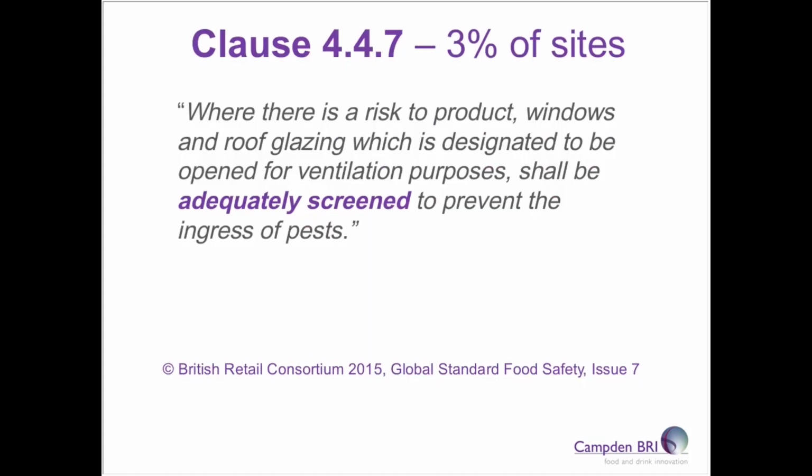The next clause that we're going to look at is 4.47, and around 3% of sites get this as a non-conformity. This talks about where there's a risk to product, windows and roof glazing, which is designed to be open for ventilation purposes, should be adequately screened to prevent the ingress of pests.